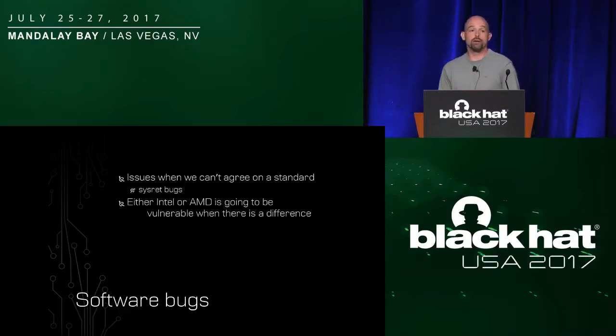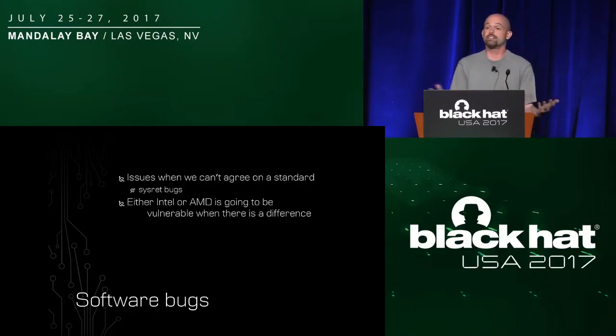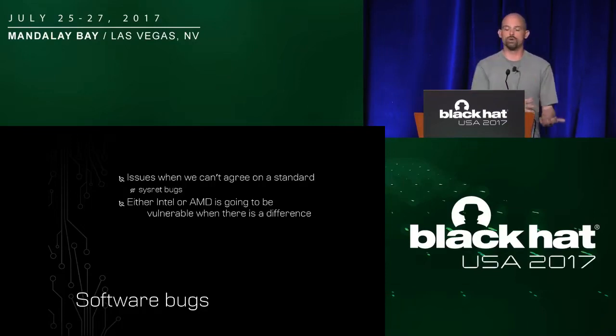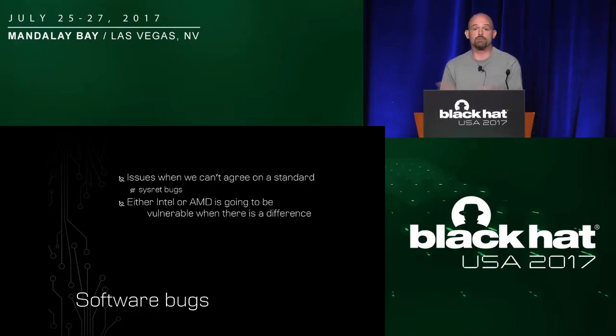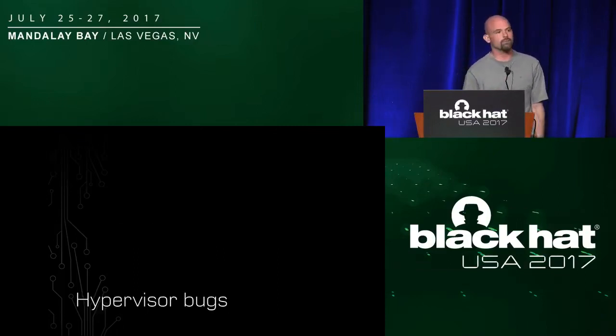So you might think, well, why don't we just update all of our tools to support the more common Intel behavior? Since Intel's 95% of the market share, let's just go with what Intel does. Well, the problem is either Intel or AMD are going to be vulnerable because of this difference. There's no winning here. And I think it really just shows how impractically complex this architecture is when tools can't just process or parse simple jump instructions correctly.